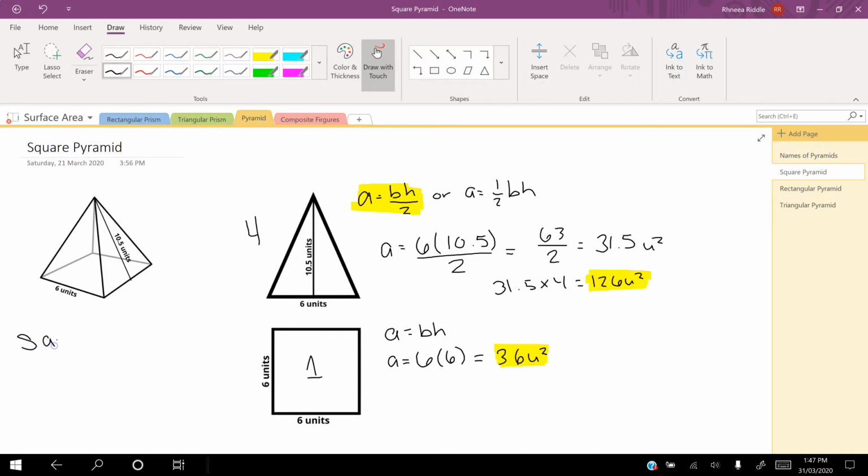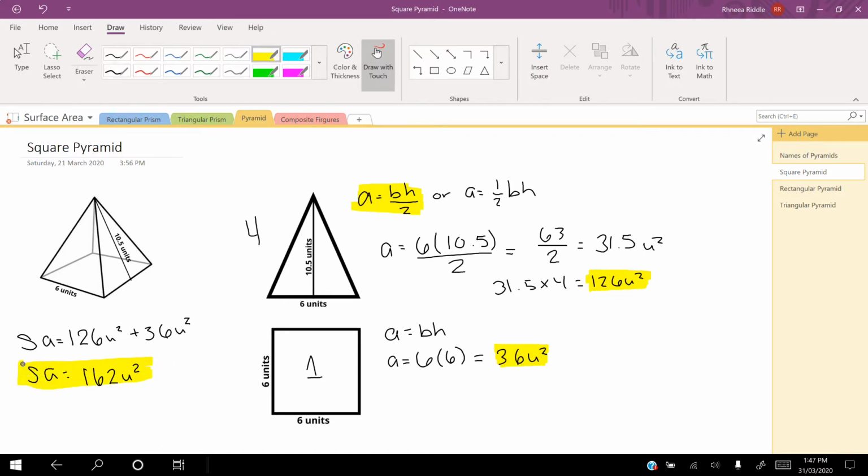So the surface area is going to be 126 units squared plus 36 units squared. And then we can go ahead and add 126 to 36 to get 162 units squared as our final answer.